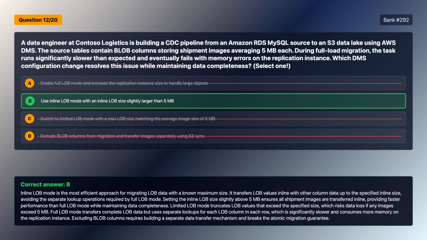Limited LOB mode truncates LOB values that exceed the specified size, which risks data loss if any images exceed 5 MB. Full LOB mode transfers complete LOB data but uses separate lookups for each LOB column in each row, which is significantly slower and consumes more memory on the replication instance. Excluding blob columns requires building a separate data transfer mechanism and breaks the atomic migration guarantee.